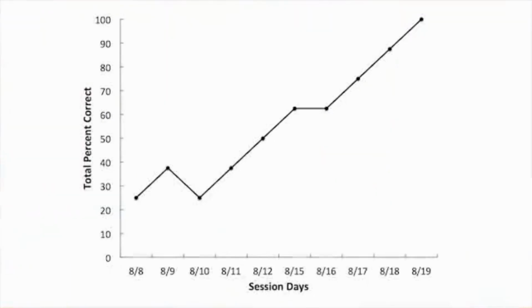Take a look. Look at Joey's earliest session. What percent correct did he get? Joey got 25% correct. Now look at the line that connects the other dots. Which way is the line pointing from left to right? Well, the line is pointing diagonally up and to the right. This is what we call an upward trend.